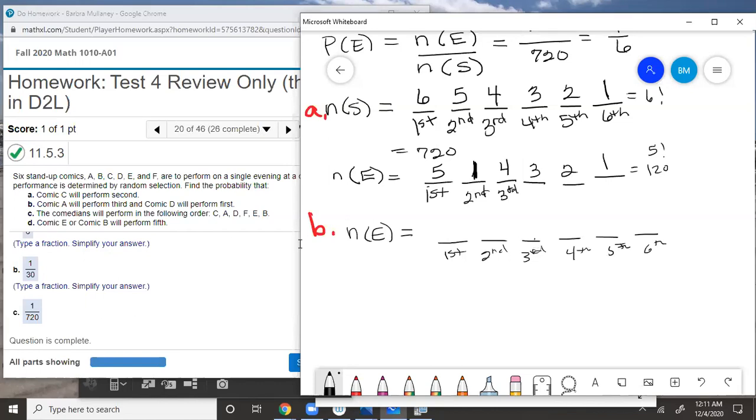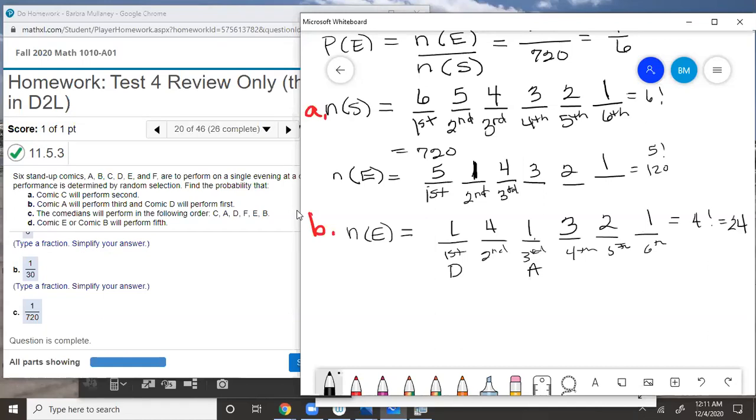And they're telling us that comic A goes third and comic D goes first. So there's only one person to choose from there and here. And once 2 have already been placed, we have 4 comics left to go second. And then we have 3 to choose from who can go fourth, then 2, then 1. So the total number of ways this can happen is 4 factorial, which is 24. You could put that on your calculator.